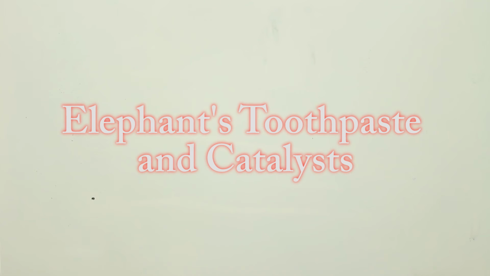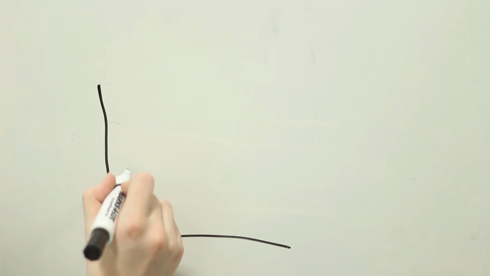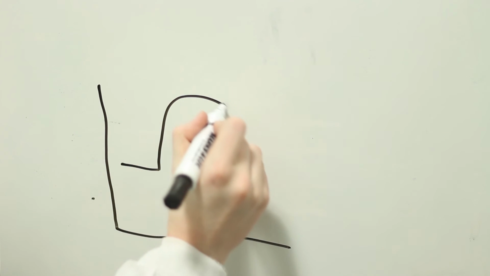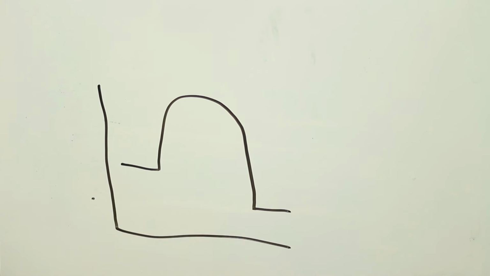So how does Elephant's toothpaste relate to catalysts? In order to begin our discussion about catalysts and how they work in a reaction, we must first understand the activation energy, or EA. The activation energy of a reaction is the energy difference that the reactants must overcome in order to react and become products.